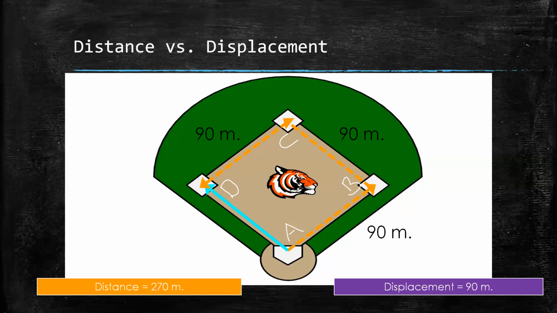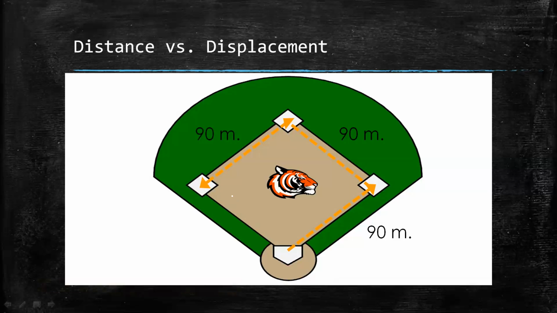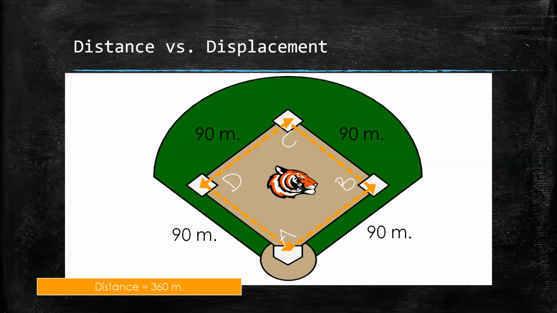So in this example also we came to know that distance is greater than displacement. They are not equal. Let us take another example where the person started walking from A, reaches B, went to C, then D. He did not stop there. He came back to A itself. So he has covered a long path and came back to the same position. So in that case, how much will be the distance? 90 plus 90 plus 90 plus 90, which will be 360 meters.